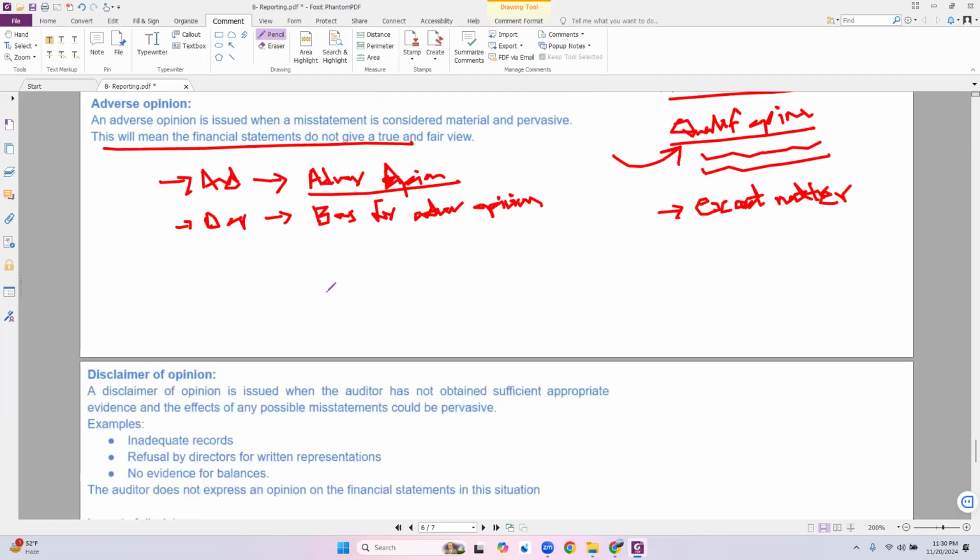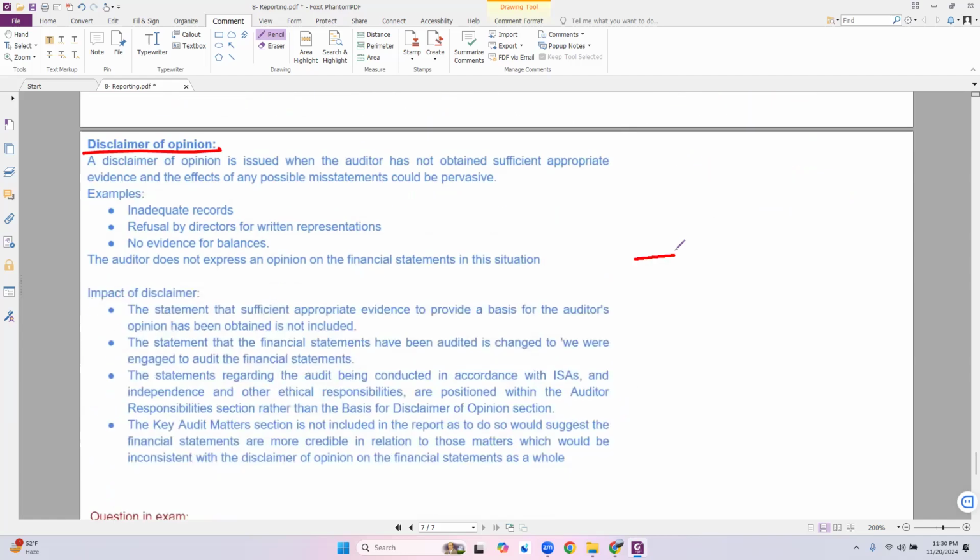Let's come to disclaimer of opinion. Whenever an auditor is giving a disclaimer of opinion, remember these lines. Again, the auditor's opinion paragraph, the name of it will change to disclaimer of opinion. And the basis of opinion paragraph's name will change to basis for disclaimer of opinion.